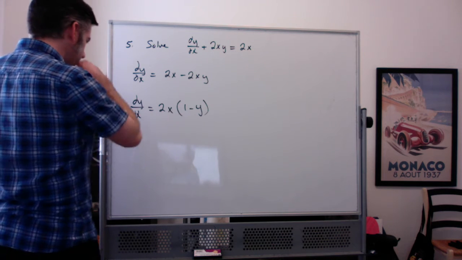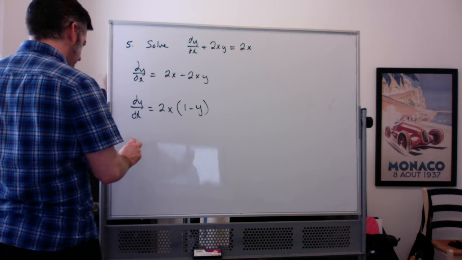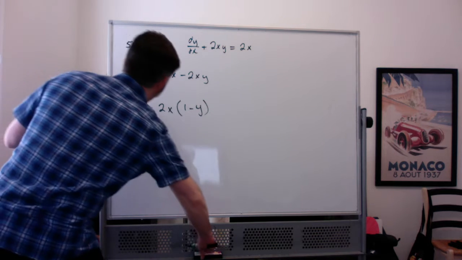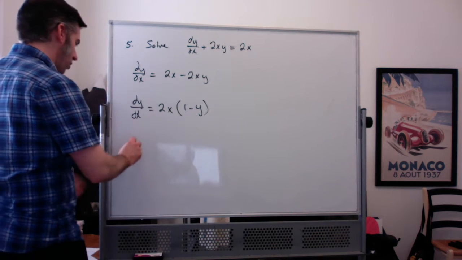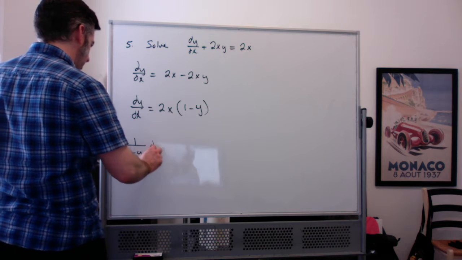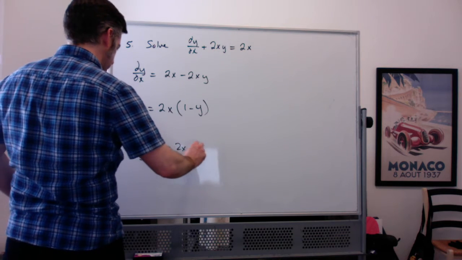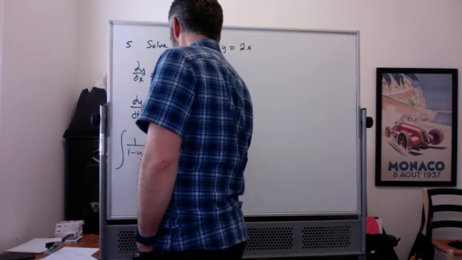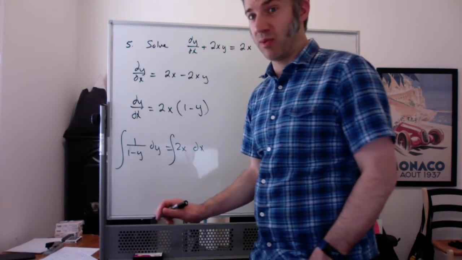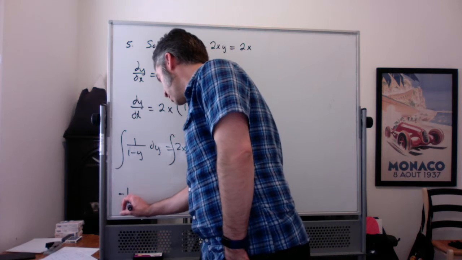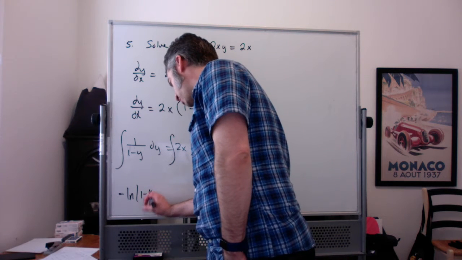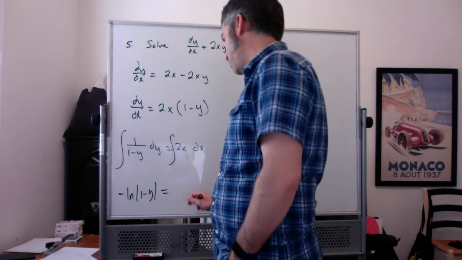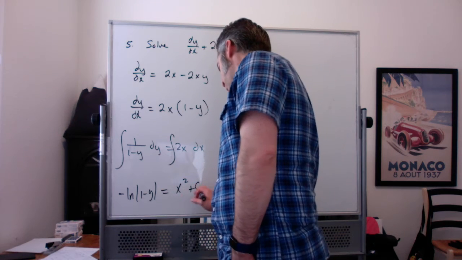So then we're going to have 1 over 1 minus y dy equal to 2x dx. Let's integrate both sides. So the integral of 1 over 1 minus y is negative natural log of the absolute value of 1 minus y, equal to the integral of 2x, which is x squared plus c.